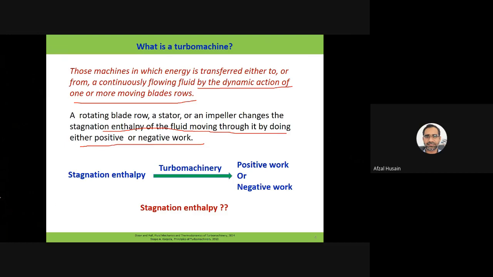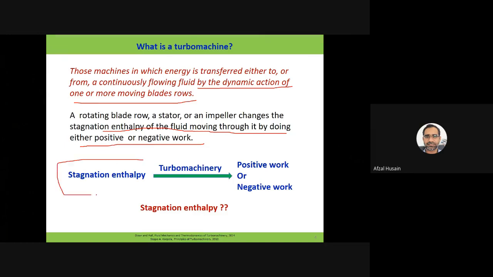So if somehow in any machine you brought the moving fluid to rest, you stopped it, what will happen when you stop it? Its kinetic energy will be converted, and the fluid will come to rest, right? So there is a conversion, and that conversion will enhance its internal energy when it is brought to rest. So basically the sum of the two, the kinetic energy and the enthalpy, we call stagnation enthalpy. The energy in the motion and the enthalpy together become the stagnation enthalpy.